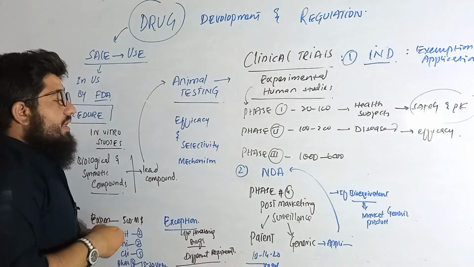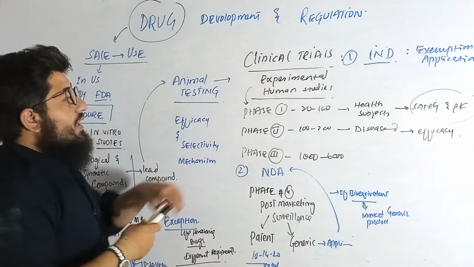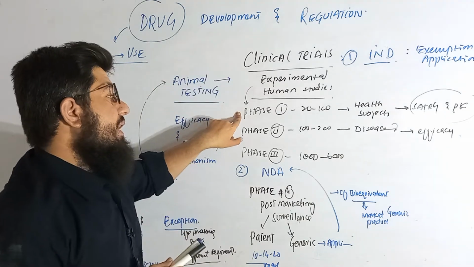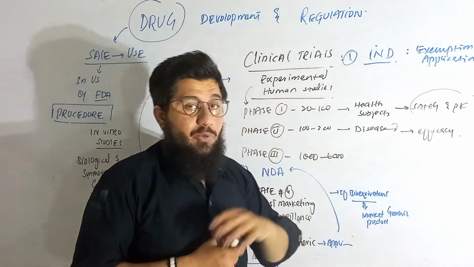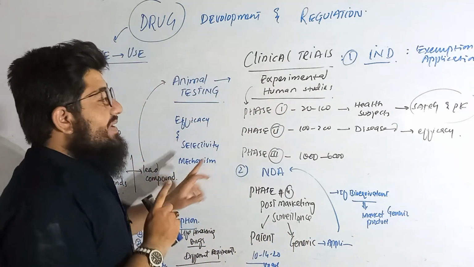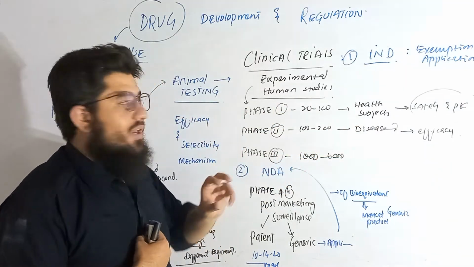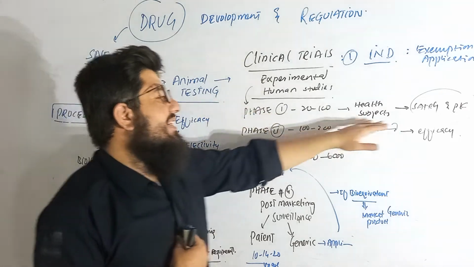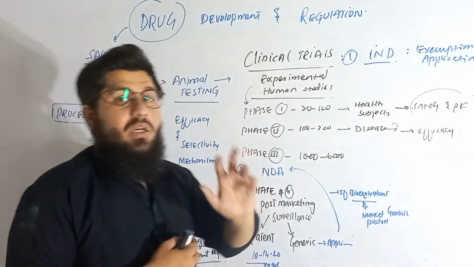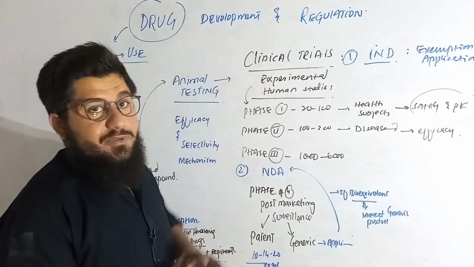Here, the leading compound, which was the very specific one, we take that. With the help of that, we do phase 1. In phase 1, we take 20 to 100 individuals. On them, we try that specific leading compound. We take a very minor dose, because we want to check the safety and the pharmacokinetics of that particular drug that is supposed to be developed and regulated.